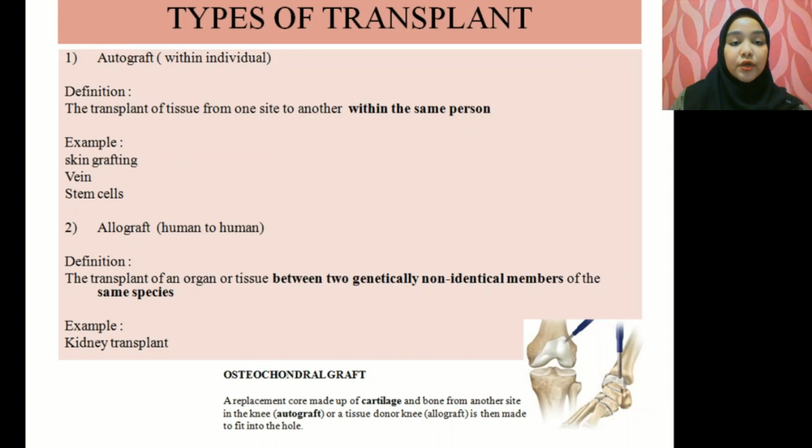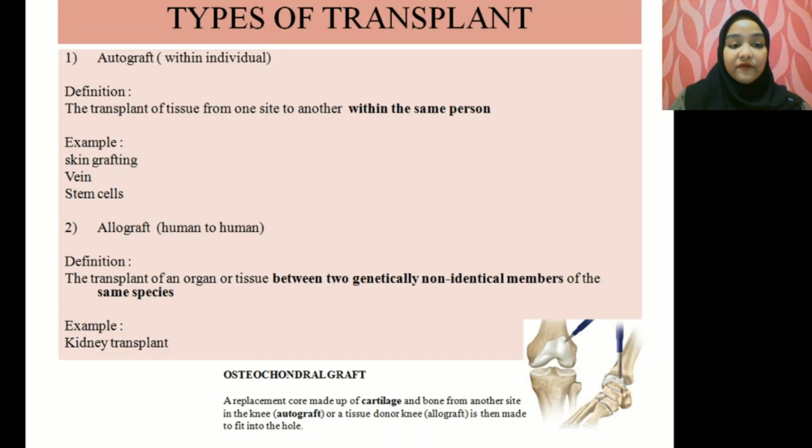So now I'm going to continue with types of transplant. The first one is the autograft. Autograft is a transplant of tissue from one site to another within the same person. It means, for example, someone has an accident and is injured on their thigh. Then to replace the tissue, we can use tissue from another part of his or her body. Examples are vein and also stem cells.